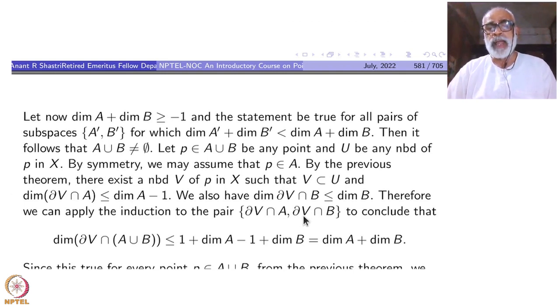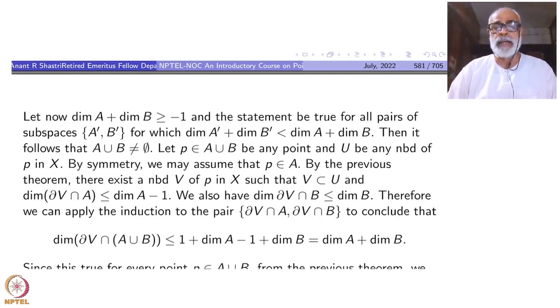The sum total dimension is smaller than dimension of A plus dimension of B. One is smaller, strictly A minus 1. The other one is at least that much. So, sum total will be less than dimension of A plus dimension of B. Therefore, induction hypothesis should be applicable to these two subspaces.